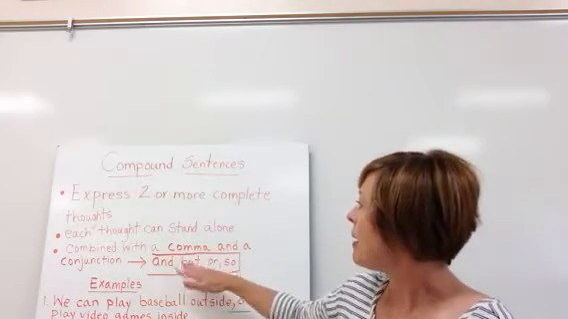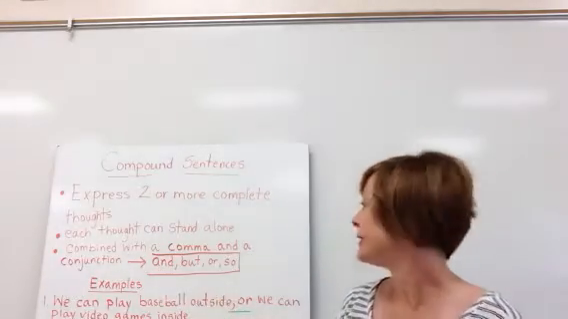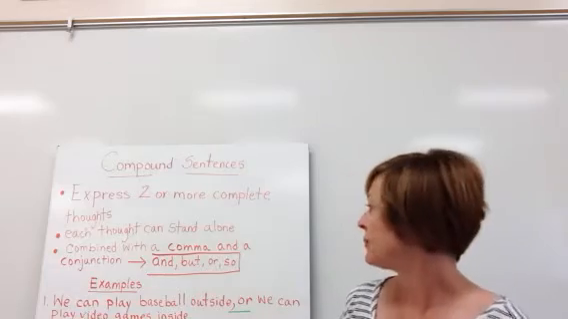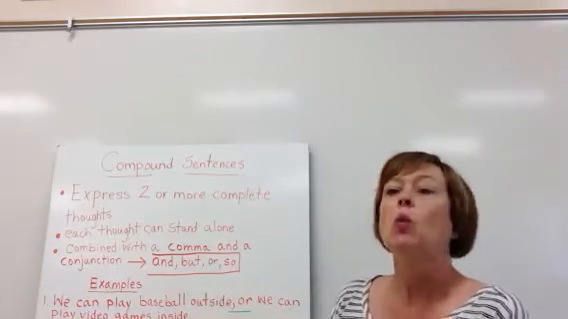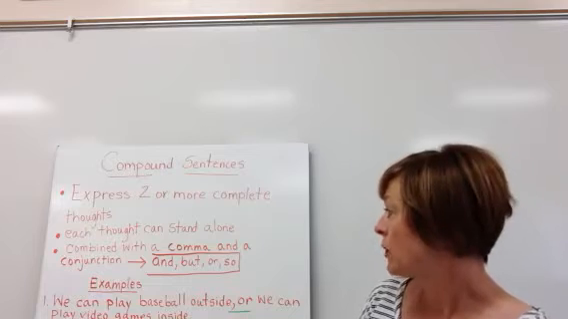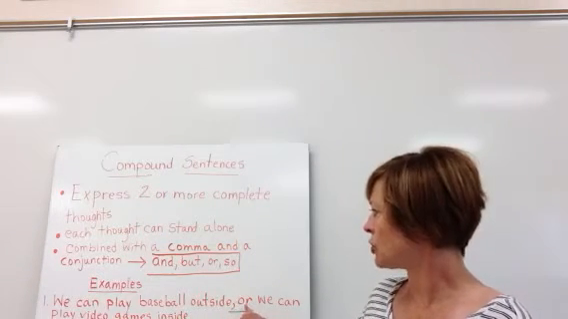They're combined with a comma and a conjunction. The conjunctions you'll be using are and, but, or so. Do not forget that comma. All right, here's two examples. We can play baseball outside, or we can play video games inside. Notice I underlined the comma and the conjunction just to remind you.